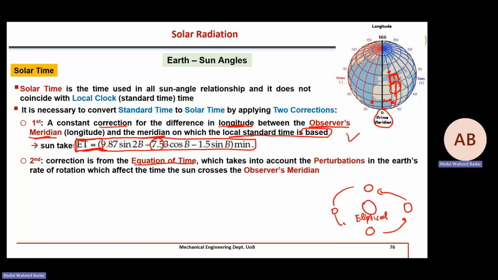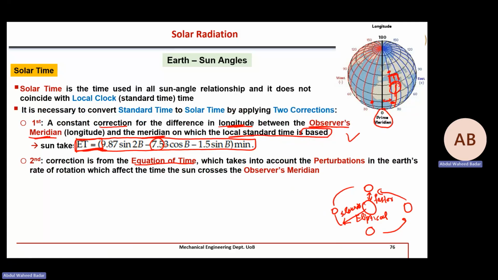So it means the Earth will orbit a bit faster when it is closer to the Sun, and slower when it is away from the Sun. So it will be a little faster when it is closer to the Sun, and slower when it is away, because this path is not exactly circular, right? So that is one thing which is taken into account.